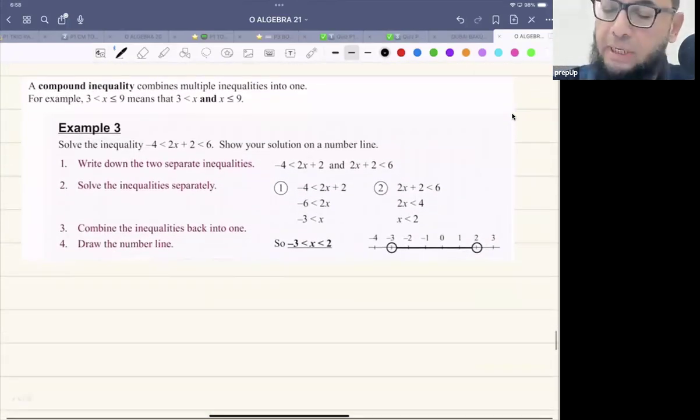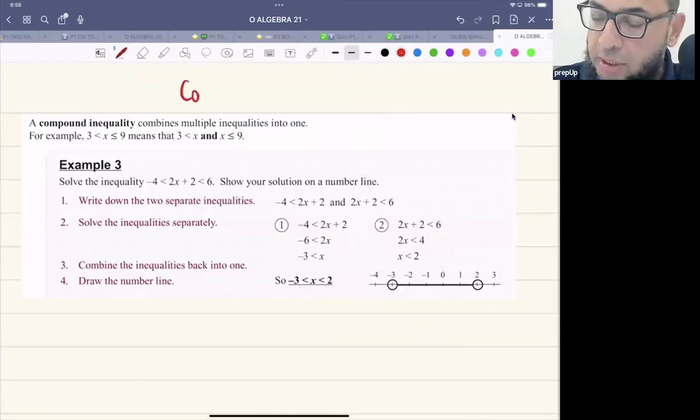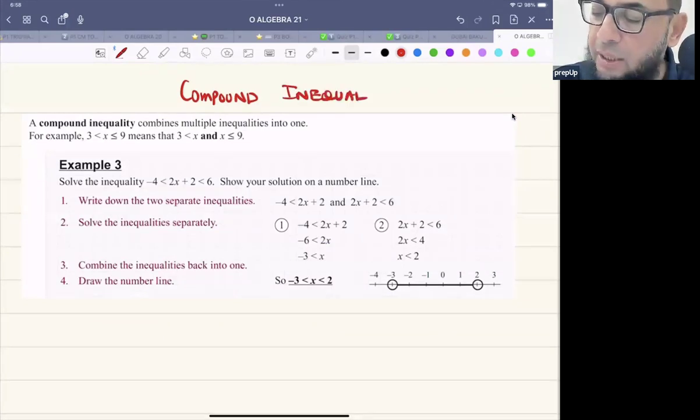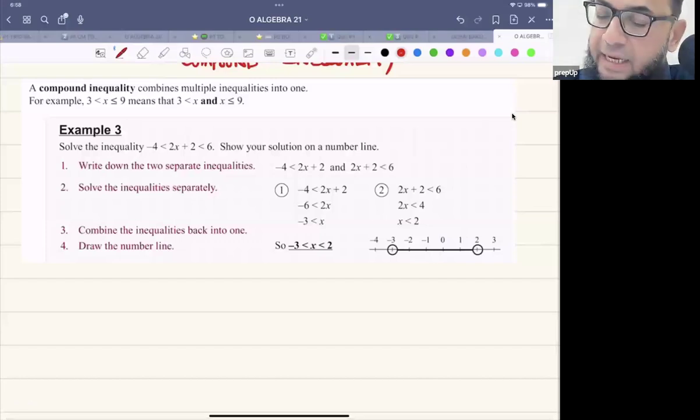Now, what is a compound inequality? So now let's talk about compound inequality. Compound inequality means there are two different inequalities. You have to break it up. It combines multiple inequalities into one. So this is one inequality, this is the other inequality.